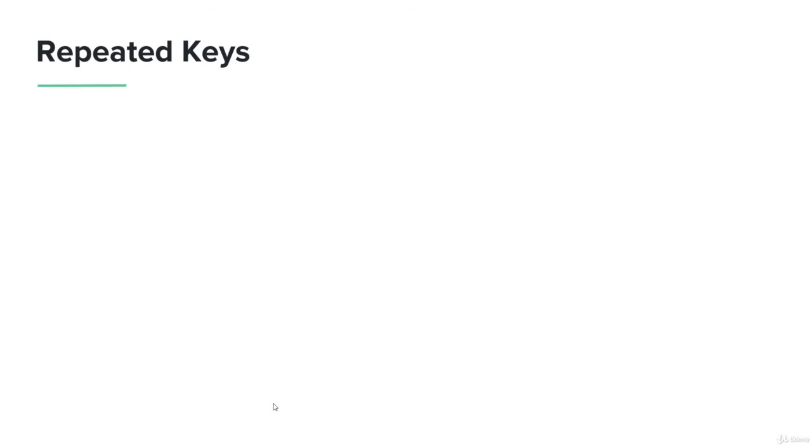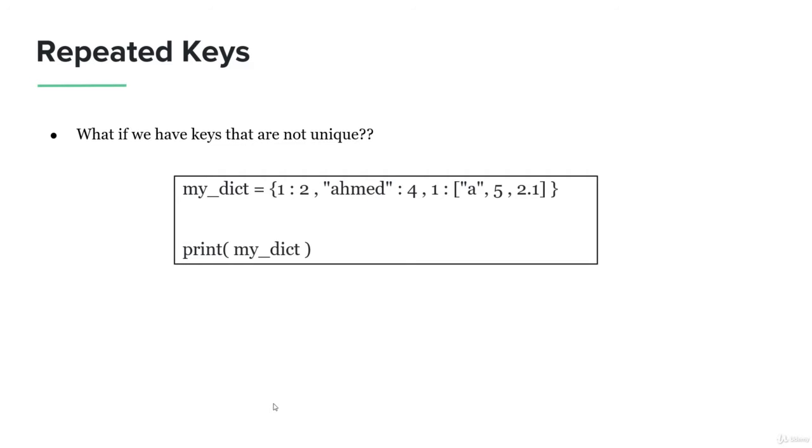Now, what if we have repeated keys? What if the keys are not unique? We said that the keys need to be unique. So what if they are not unique? In this example, as we see here, we have 1 and its value is 2, and then we have another key value pair where the key is 1, so it's the same key as here, but the values for this key now are A, 5, and 2.1.